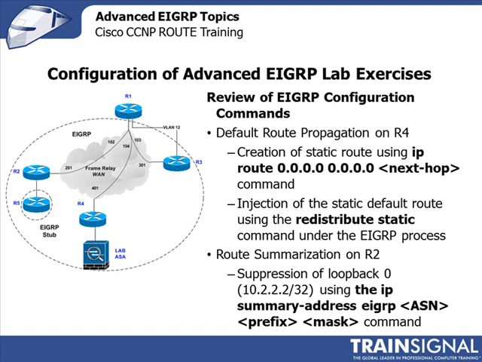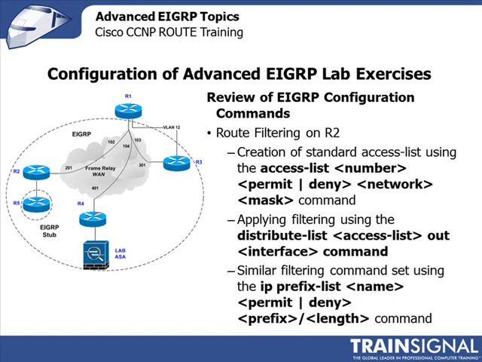We're going to use summarization on R2. We're actually going to suppress the /32 loopback address and summarize it using the summary address command. For route filtering, we're going to filter out the 10.2.2.2 network, which shouldn't be propagated anyway. We'll put that filtering in place using the distribute list and an access list. We could do similar filtering with the IP prefix list, but we won't include that in the lab.